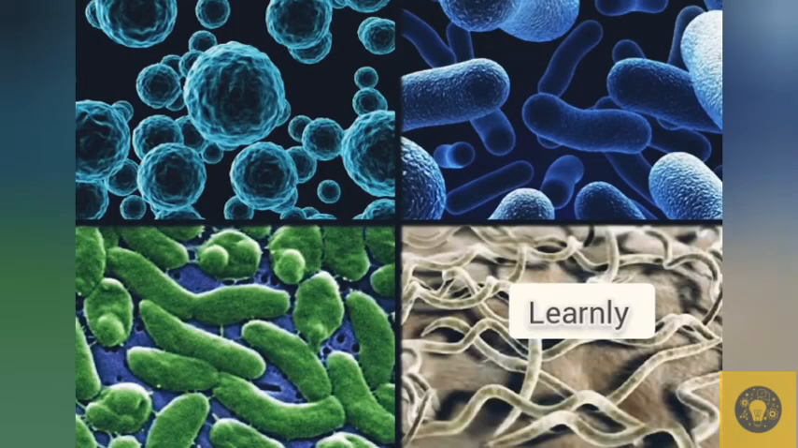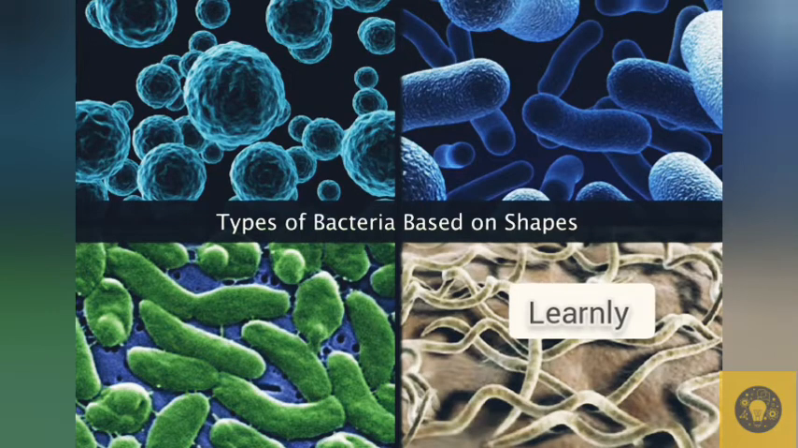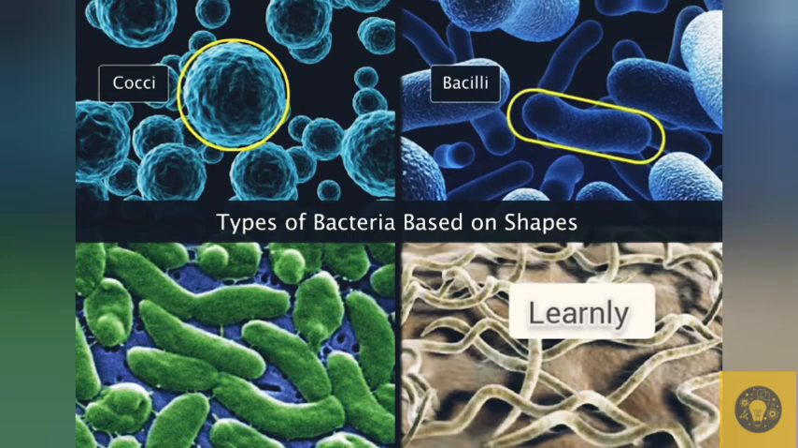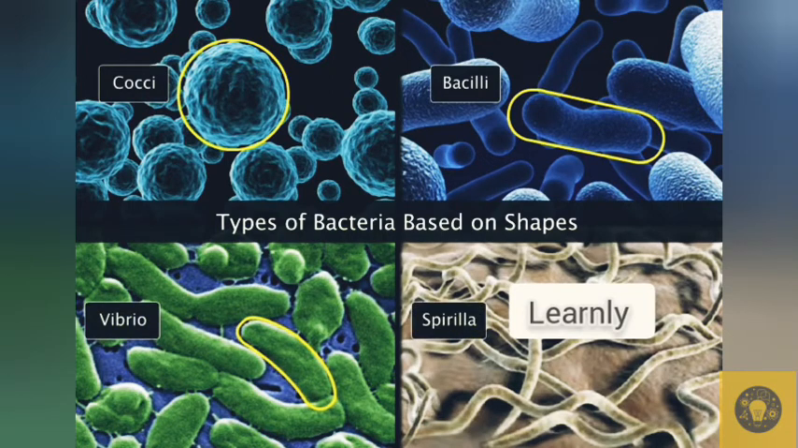Although these organisms are simple in their structure, as a group they show great diversity. Based on their shape, bacteria can be of 4 main types. Cocci are spherical. Bacilli are rod-like in shape. Vibrio are comma-shaped, and Spirilla are spiral in shape.